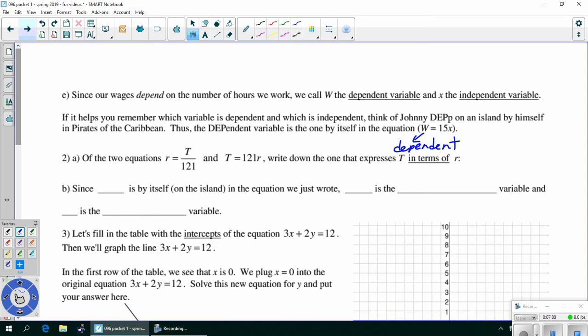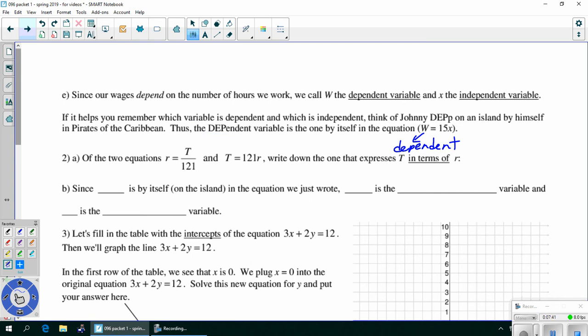So here's a little cutesy mnemonic I came up with. Maybe it will help you remember that the dependent variable is by itself in the equation. If it helps, think of Johnny Depp on an island by himself in the movie Pirates of the Caribbean. Thus the dependent, that's almost like dependent variable is the one by itself in the equation, just like Johnny Depp was by himself on an island. So the dependent variable is the one by itself in the equation.